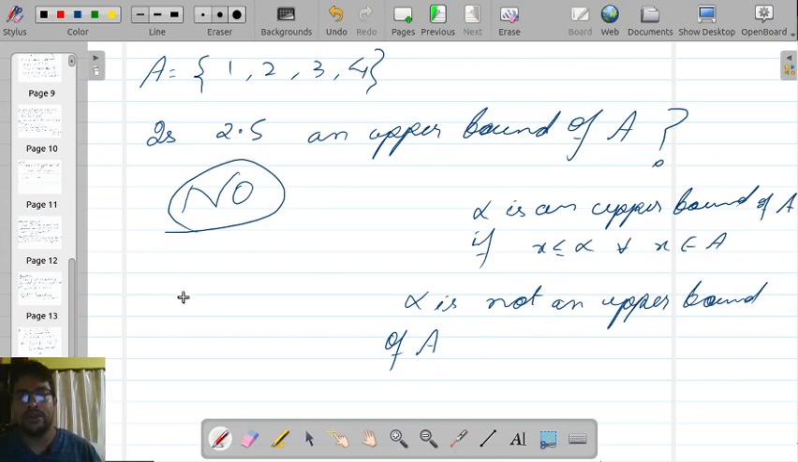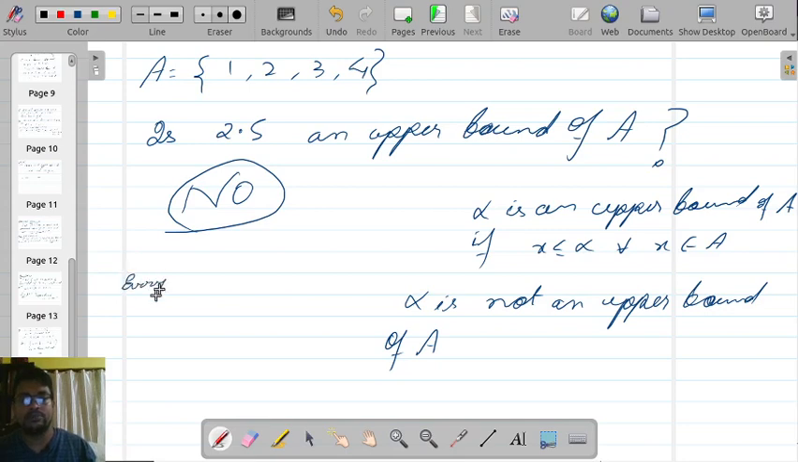Every element of A is less than or equal to alpha. Now if that is not satisfied, then we say that alpha is not an upper bound. That it is not satisfied means what? The statement that every element of A is less than or equal to alpha is false. So what is true? Its opposite, or its negation, is true. So what will be the negation of this statement?